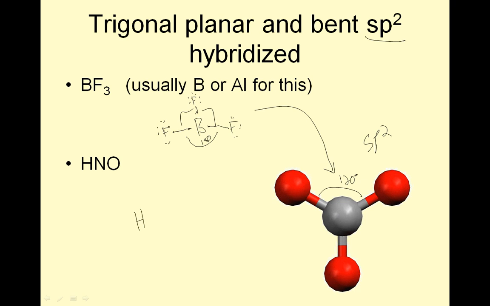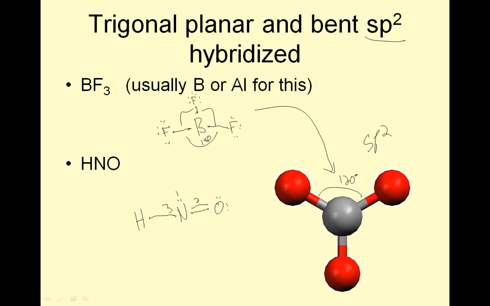HNO, N goes in the middle. 1, 2, 3, 4, 5 for N, O has 1, 2, 3, 4, 5, 6, and H has a dot. Connect the dots. Okay, so here, notice on my central atom, I have one, two, three regions of negativity, so it would look like that.